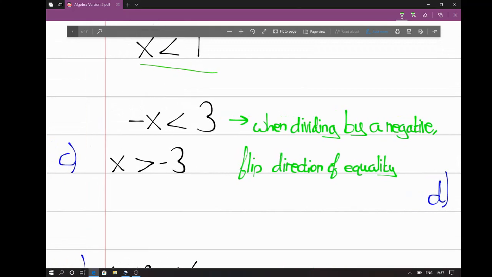Down here, minus x less than 3. Now it is a simple example, but minus x less than 3, if you divide across by minus 1, you're going to end up with x less than minus 3. But when we divide or multiply by a negative number, we always have to flip the sign of the inequality, so this less than becomes a greater than down here.